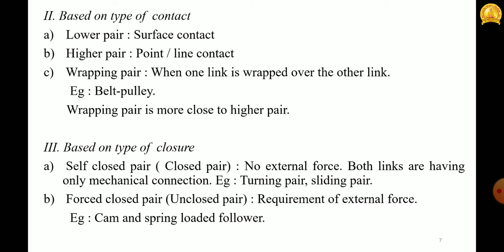Okay, next one is forced closed pair or unclosed pair. When two links of a pair are in contact either due to force of gravity or some spring action, it is called a forced closed pair or unclosed pair. Example, cam and spring loaded follower.